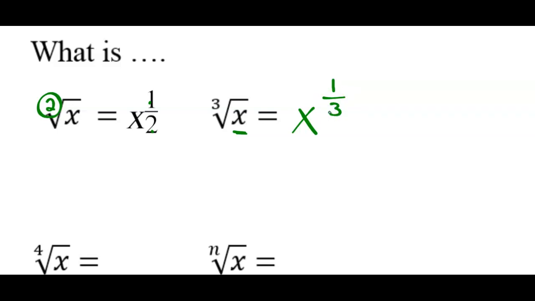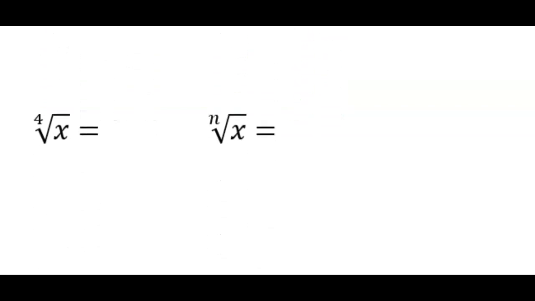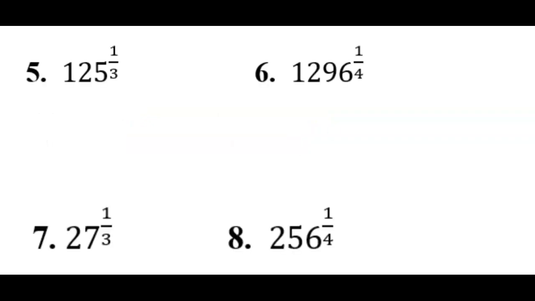Okay, so if that goes hand in hand, then what about if I've got a little 4 there? I would have x to the what power? 1/4. And x to the 1/n. It doesn't matter what my number is here. It's going to end up in a fraction as my exponent. So, if that's true, could we evaluate this number? We could. We could do 2 ways.